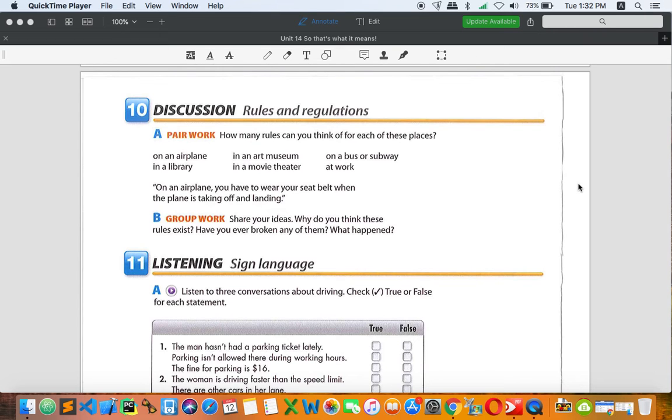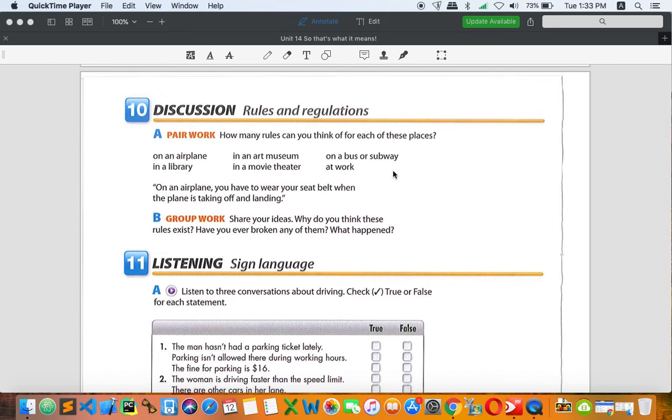Today we're going to continue our lesson, which is activity number 10, discussion, rules and regulations. So when it comes to rules and regulations, we have a lot of things to be prepared, right? When we go to a certain place, there will be some kind of rules and regulations, even at home, at school, anywhere there should be rules and regulations. So we are going to talk about some rules and regulations in these places.